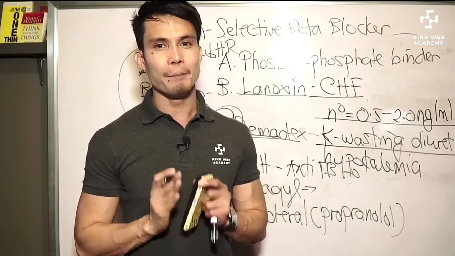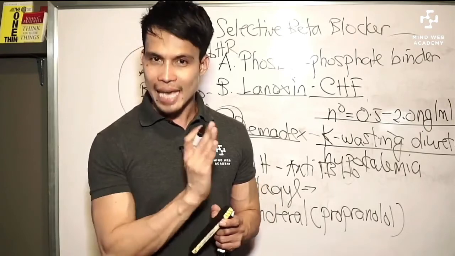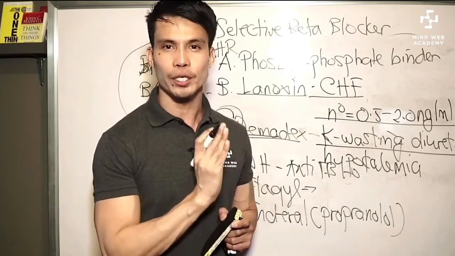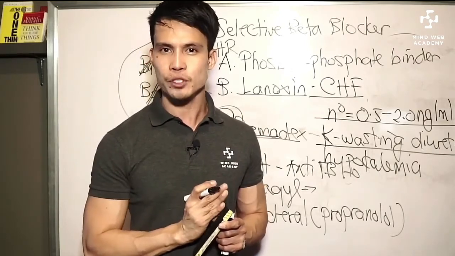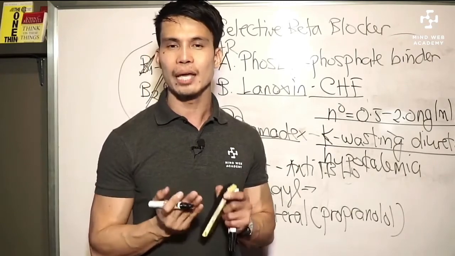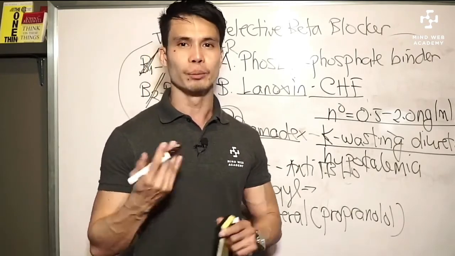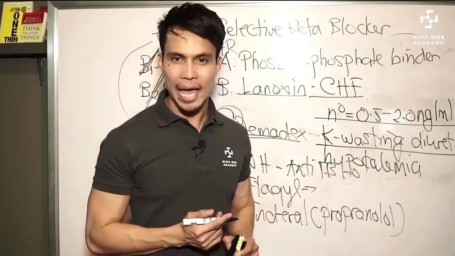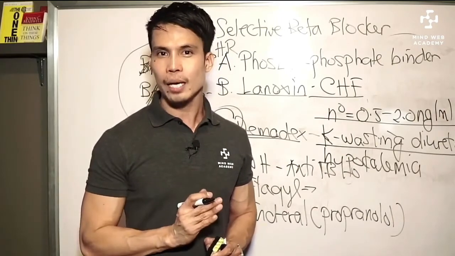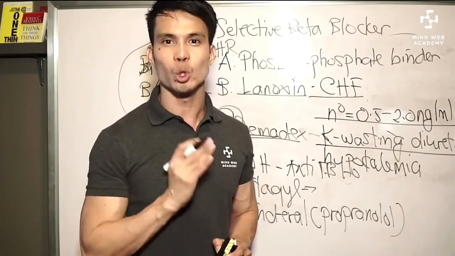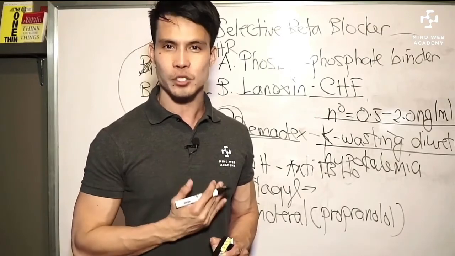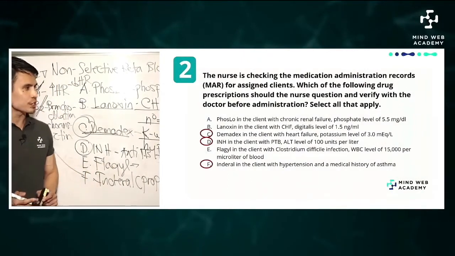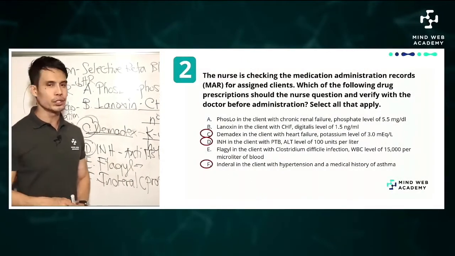So do not give a non-selective beta blocker, because yes, it can answer hypertension, but it can also block the beta 2 receptor site. Blocking of the beta 2 receptor site will give you bronchoconstriction, and that can further complicate the bronchospasm in a patient with bronchial asthma. So do I need to question letter F? Yes, question letter F, because Inderal should not be given to a client with a history of bronchial asthma. So I hope you get the correct answer. The answer for number 2 is letter C, letter D, letter F.